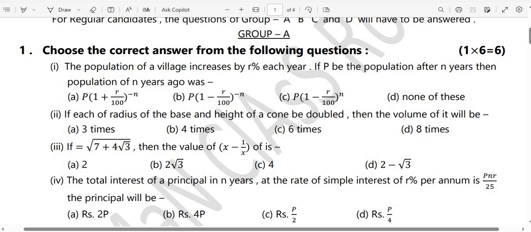Option A, P into (1 plus R by 100) to the power minus n. B, P into (1 minus R by 100) to the power minus n. Option C, P into (1 minus R by 100) to the power n. Option D, none of these.